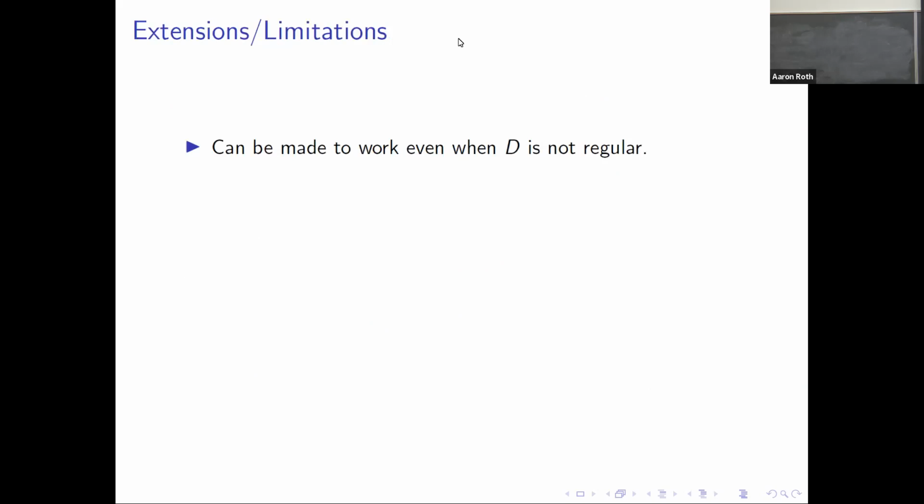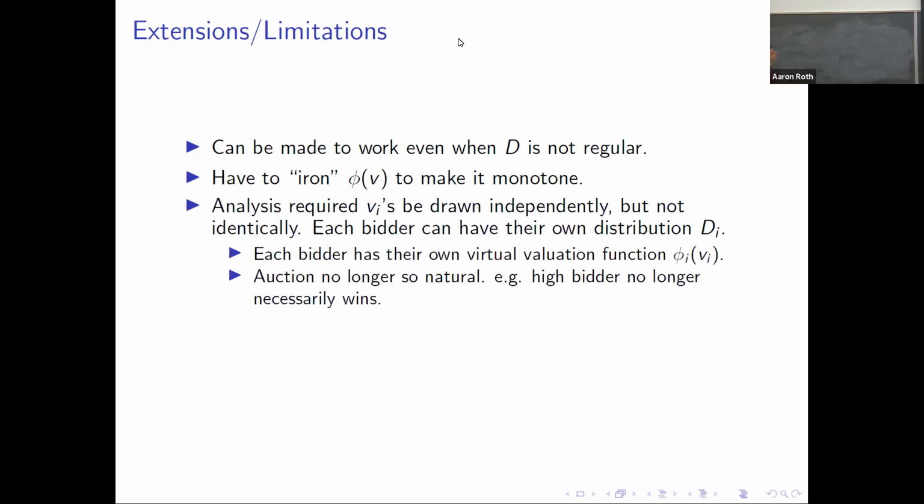Okay. We derived this all under the assumption that F was regular. We needed the allocation rule to be monotone, not decreasing. You can do some more math and make it work even when F is not regular. No big deal. We took these expectations and we took advantage of linearity of expectations. So it was kind of important that the values were drawn independently. This wouldn't work anymore if my value was correlated with your value.